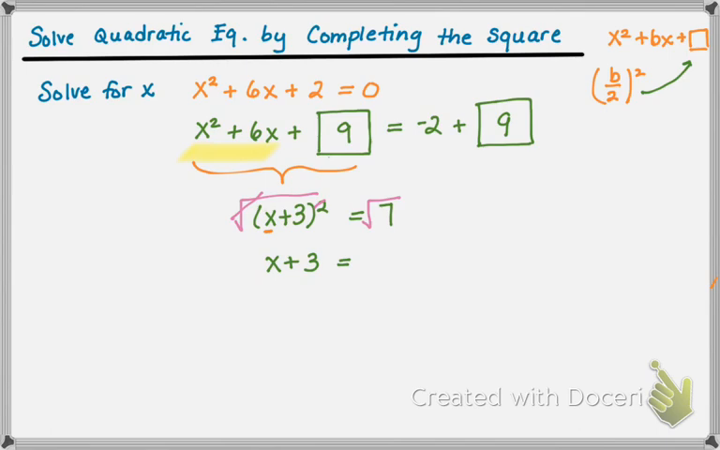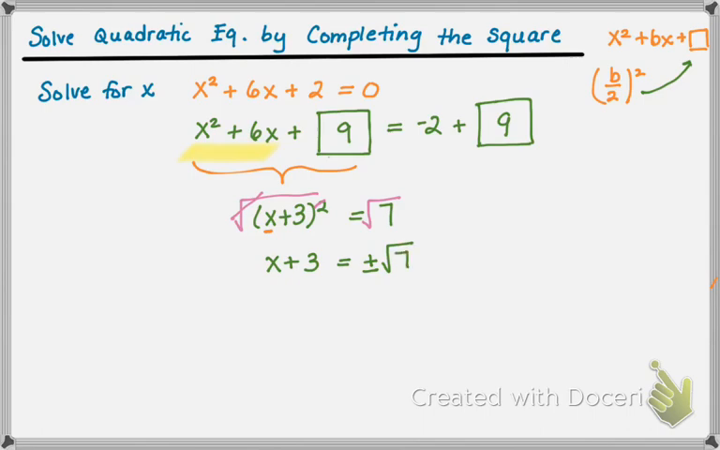On the right side, the square root of 7 is an irrational number. It's going to be a decimal that runs on. So instead of putting it into the calculator and estimating, we want exact answers. So we're just going to leave it as the square root of 7. But whatever that decimal is, it's going to be a positive or a negative, so plus or minus the square root of 7.